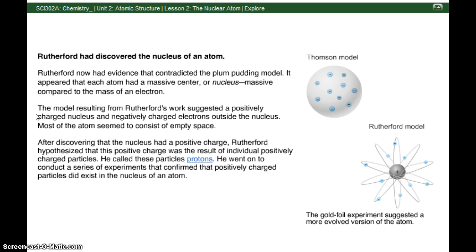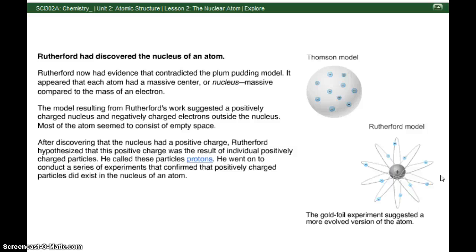The model resulting from Rutherford's work suggested a positively charged nucleus and negatively charged electrons outside the nucleus. Most of the atom seems to consist of empty space, which I know is weird to think, that most of the atoms that make you up are empty space. Because then you think, well, why can't I see through myself? It's because they're so tiny overall. It's really hard to try and conceptualize that.